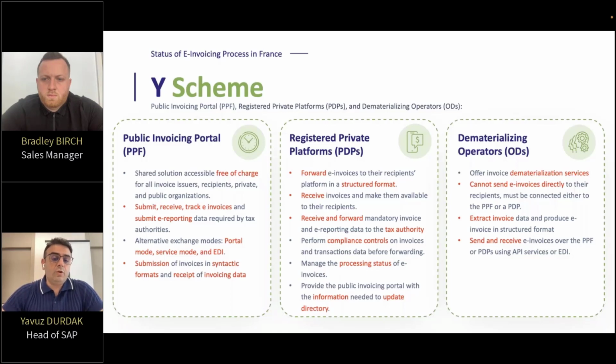These PDPs should also support processing status of e-invoices. So the processing status of e-invoices should be tracked over these registered private platforms. Finally, they will provide the public invoicing portal with the information needed to update the directory. A central directory will be used. This directory stores the information about the recipients.